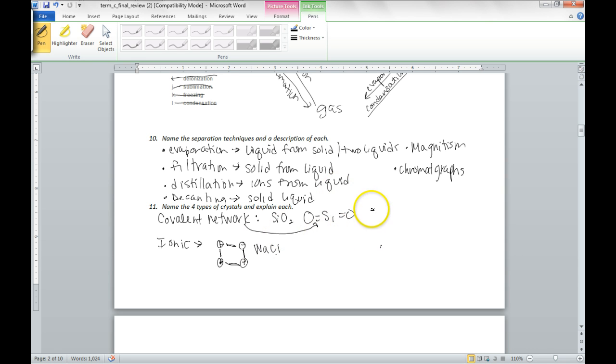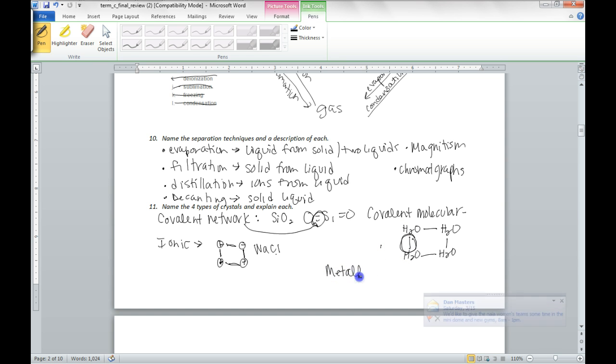Then I have covalent molecular. The difference between these 2 is that if we have water, it is attracted to another water molecule, which is attracted to another water molecule, which is attracted to another water molecule. So it's in between molecules. The other is inside of a molecule, but this one's between two molecules. And then the last one is metallic. Metallic has a sea of electrons.